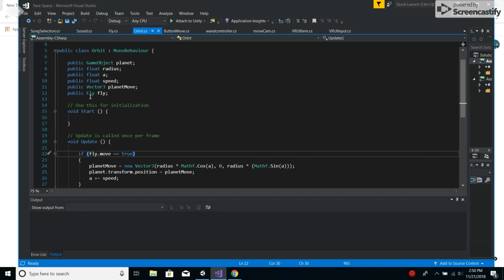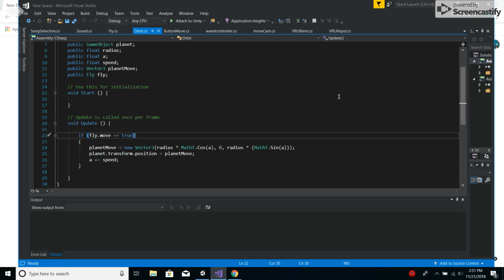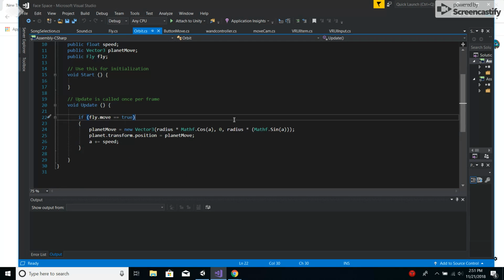And then I pulled in a Boolean from another script called fly, which is just going to let me turn the orbits on and off to pause and then restart the planets if I want to look at them without having them running away from me. So then using those in the update, I said, okay, first of all, I only want this to be happening when that move Boolean from the script fly is true, because that would mean that I've clicked the button on the controller that makes the orbits go.